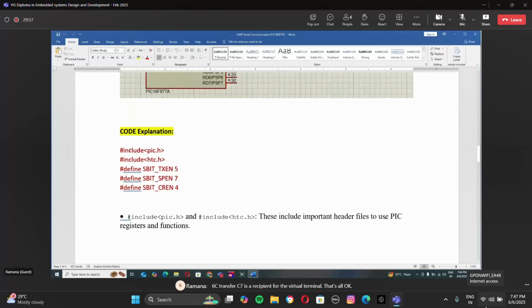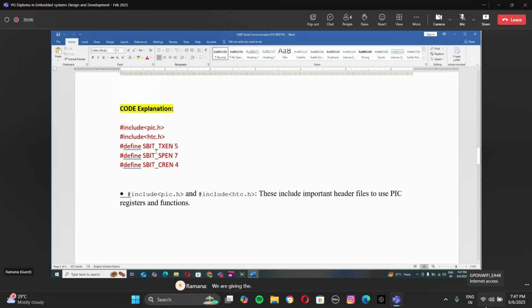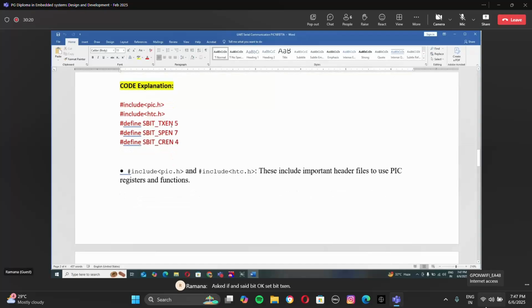So include these, we are giving the include PIC and HI-TECH compiler given, and hash define set bit. Okay. Set bit TXEN 5 and set bit SPEN 7 and set bit CREN. So we'll see what is this. Okay. So in the serial communication, we are connecting this transfer enable pin, receiver enable pin. So we have to check in the register. Okay.